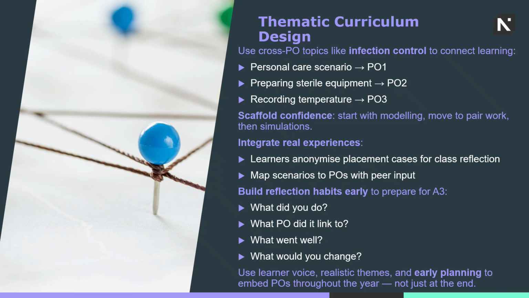critical, as in performance outcome 1. Then move into preparing sterile equipment, performance outcome 2, and finish with taking and recording temperature accurately, performance outcome 3. You can build confidence by starting with more structured practice early in the year and gradually reducing scaffolding. Begin with you modelling the process, then move to pair work, and finally independent application during simulations.